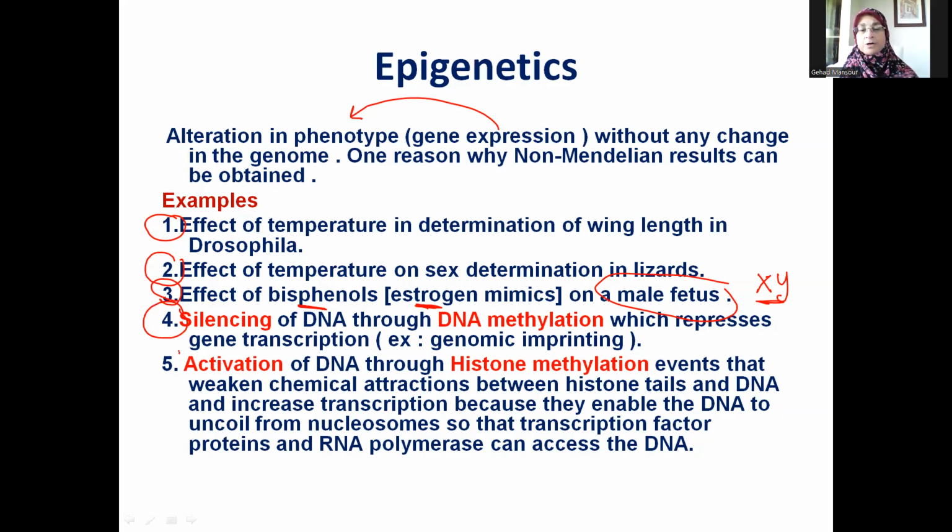And then another example of epigenetics is exactly the opposite of silencing of DNA, and it is activation of DNA, because silencing of DNA is one way of inactivation of DNA, but activation of DNA is through the addition of a histone. So we call it histone, through histone, that weakens the chemical attraction between.